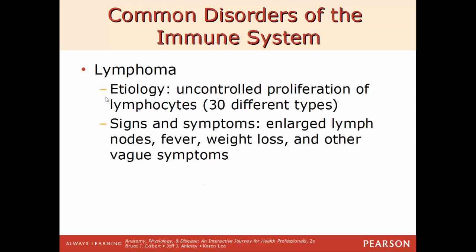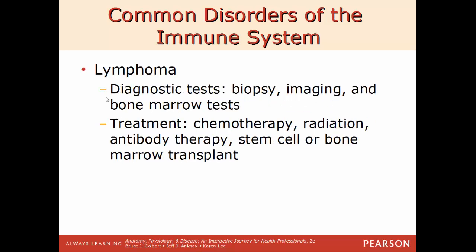Alright, now we'll recap some common disorders of the immune system. The first one, lymphoma. Etiology here: an uncontrolled proliferation of lymphocytes. There are 30 different types. Signs and symptoms: enlarged lymph nodes, weight loss, fever, other generally vague symptoms. Some diagnostic tests: biopsies, imaging, bone marrow testing. Treatments can range from chemotherapy to radiation, antibody therapy, and even stem cell or bone marrow transplants.